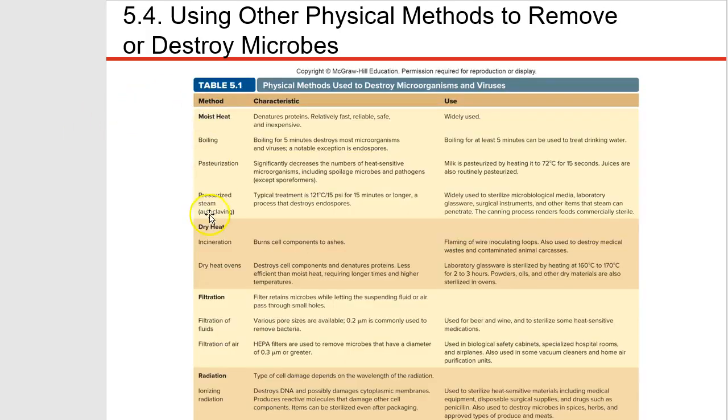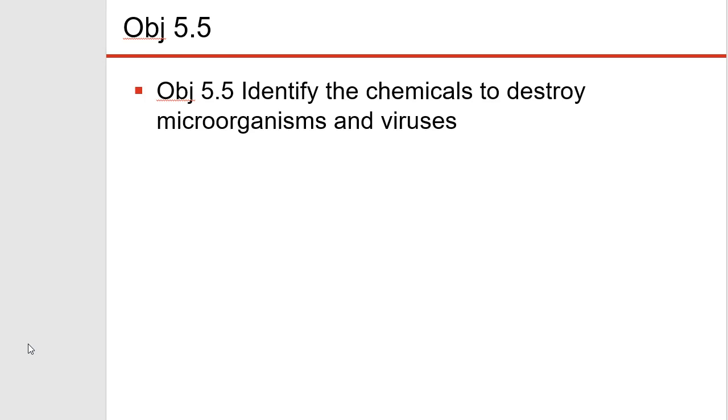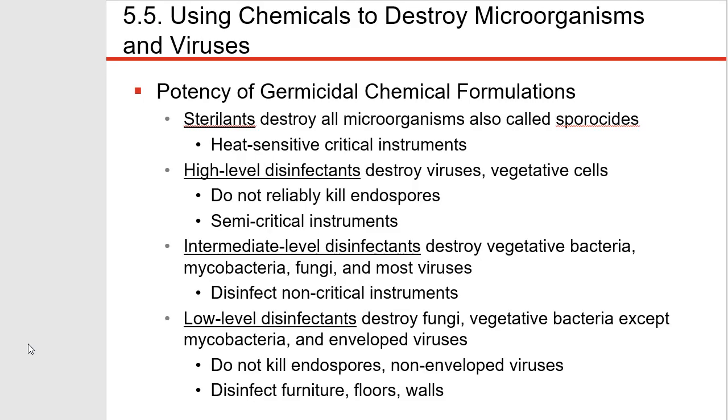So here is a list of all that we went through. The moist heat, make sure you go through the types of moist heat. Also go through the types of dry heat, filtration, and radiation. Now let's look at the chemicals. This is usually what we use, everyday people, on a daily basis to make sure that our homes and our workplaces are virus and microbe free.